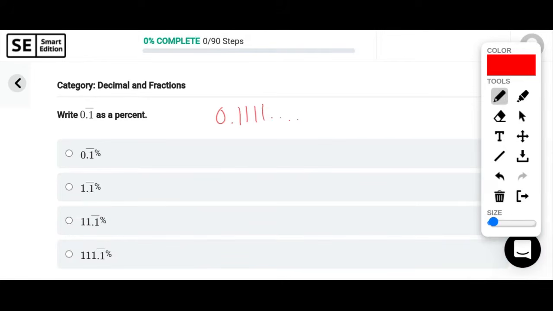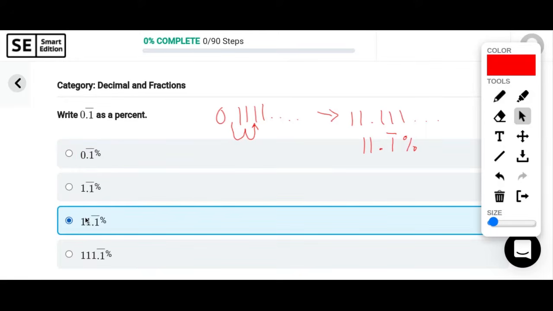So if we want to write that as a percent, to go from a decimal to a percent, we can just move our decimal place over 2 times to the right. So that would give us 11.111, repeating. So 11.1 repeating percent would be our answer. Okay, so just swoop your decimal to the right twice, and we can find our percent.